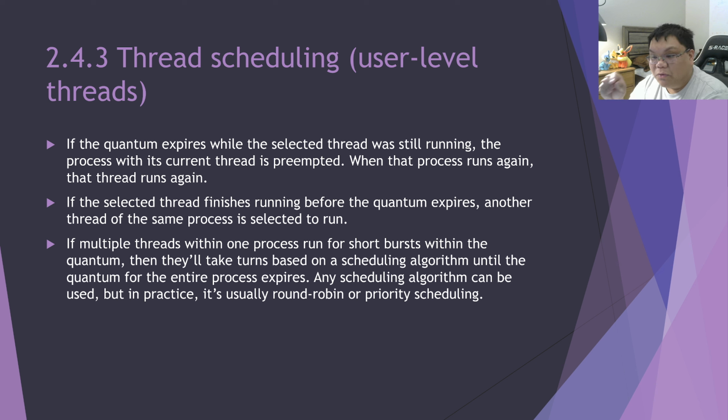If multiple threads within one process run for short bursts within the quantum, they'll basically take turns based on a scheduling algorithm until the quantum for the entire process expires. In practice, this is going to be an implementation of round robin or priority scheduling on the level of threads. So it's kind of like a nested round robin.